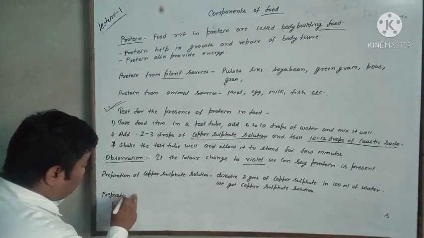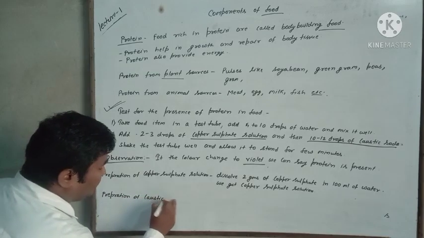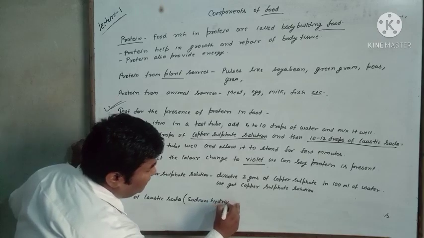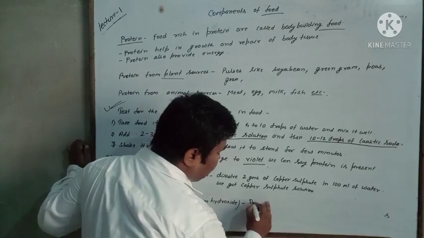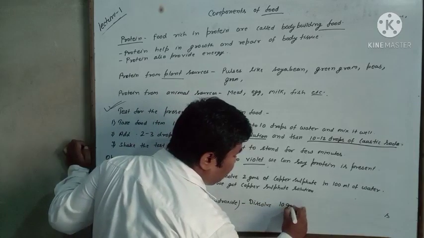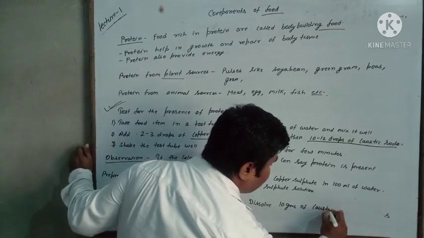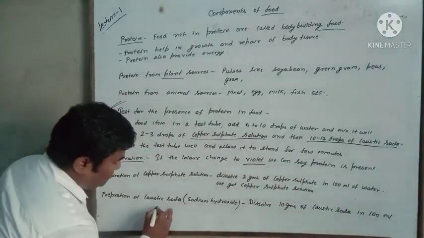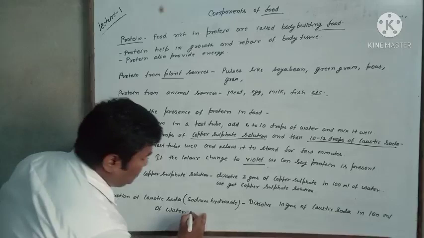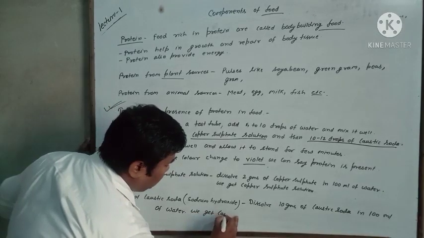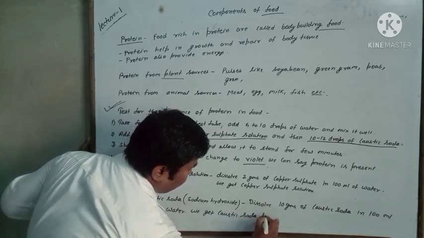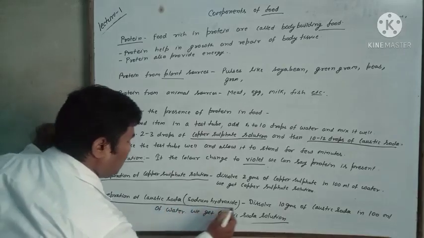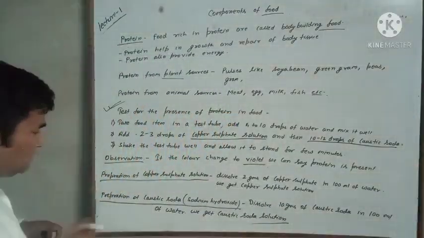Preparation of caustic soda, also called sodium hydroxide. Dissolve 10 grams of caustic soda in 100 ml of water. We get caustic soda solution. So this is the preparation of copper sulfate solution, and this is the preparation of caustic soda solution.